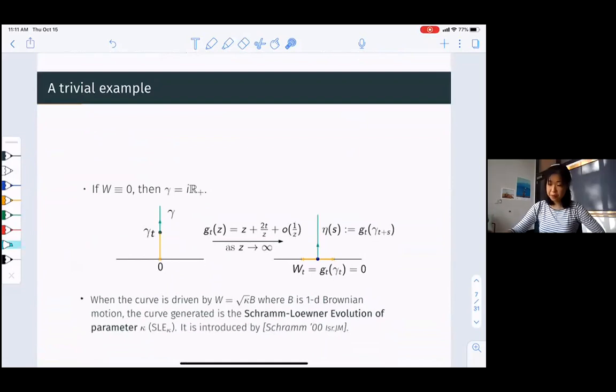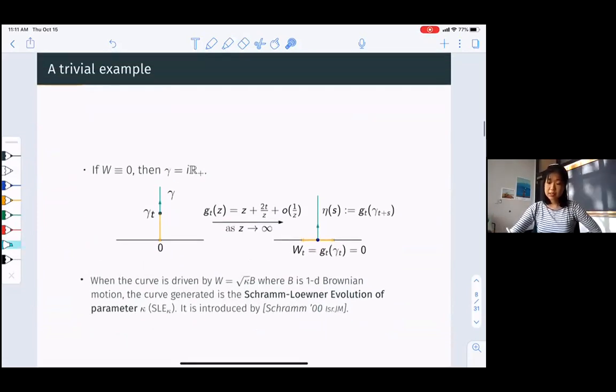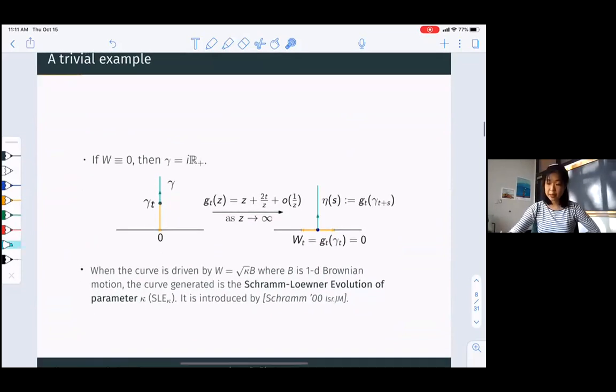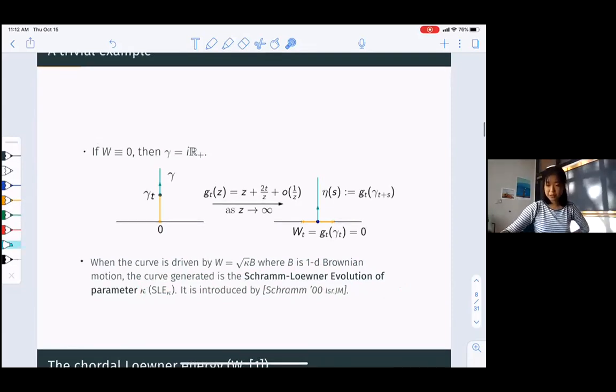Just a simple example: if the driving function is 0, then the curve generated is just the imaginary axis. To see this, if you start with this curve and look at the conformal maps, the tip has to be mapped to 0 because of the symmetry. And when the curve is driven by a random input, which is a Brownian motion times a factor square root of kappa, where kappa is some positive number, then the curve you obtain is called Schramm-Loewner evolution with parameter kappa, denoted by SLE kappa. It was introduced by Schramm.